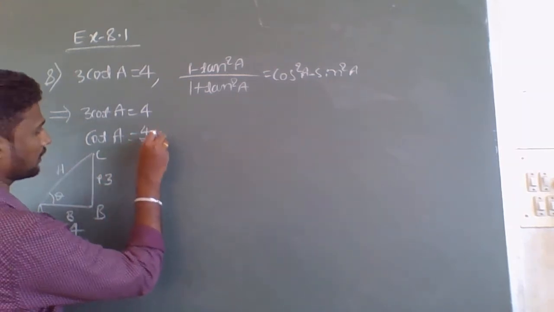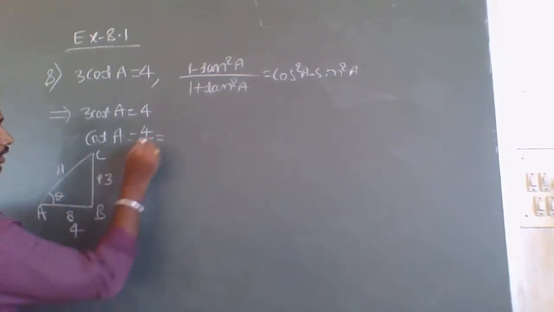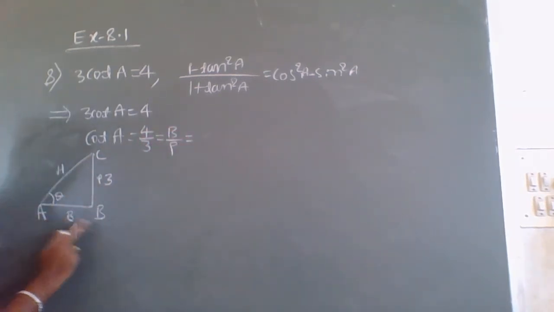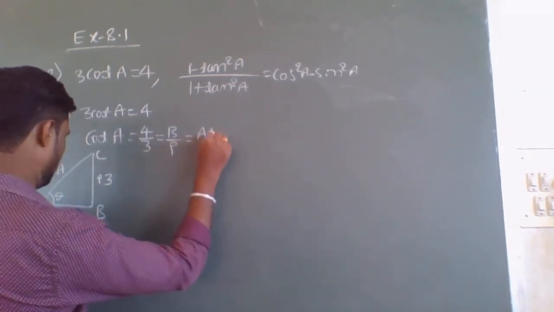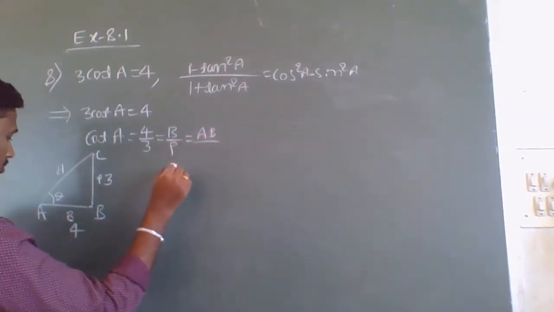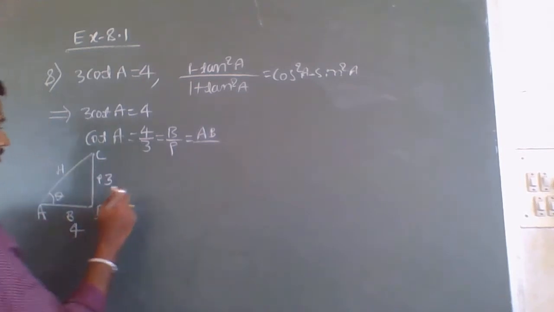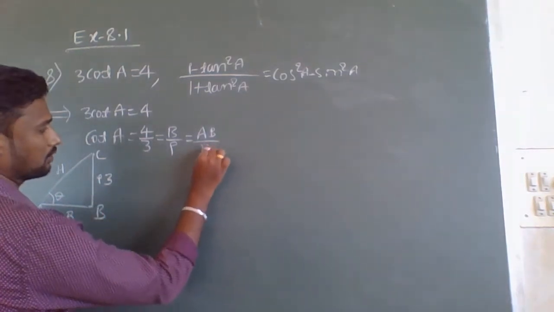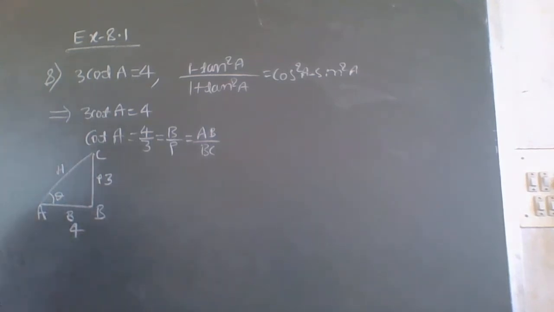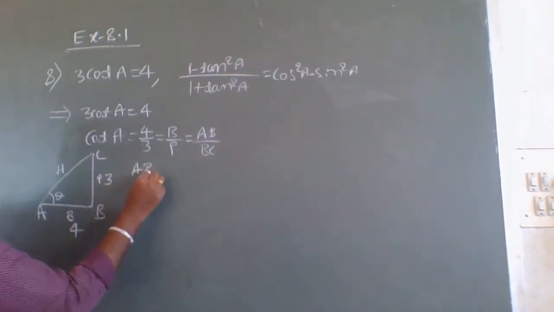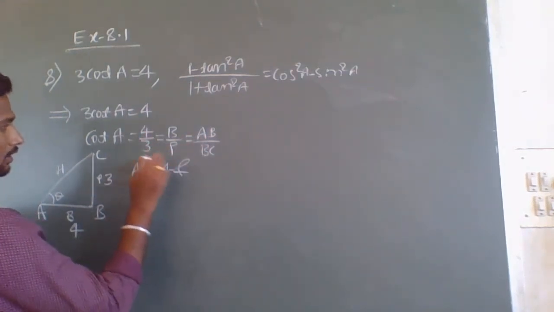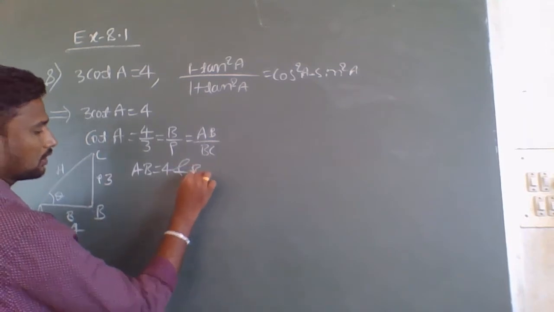So here I will write cot A is equal to base by perpendicular, where the base side is AB and the perpendicular side is BC. Okay. So now what is AB? The length of AB is 4 centimeter and the length of BC is 3 centimeter.